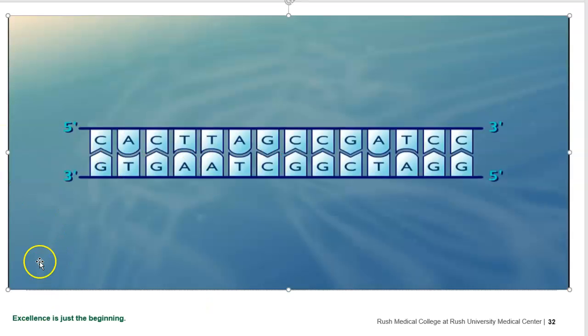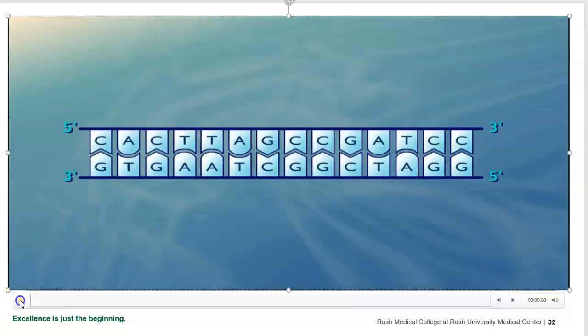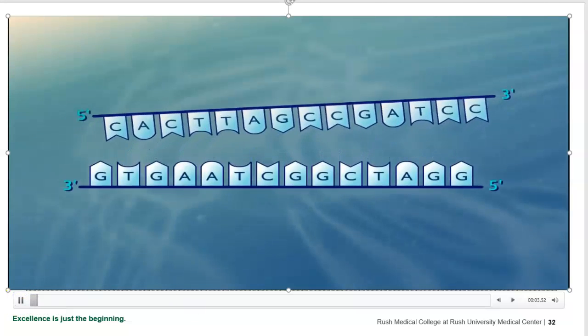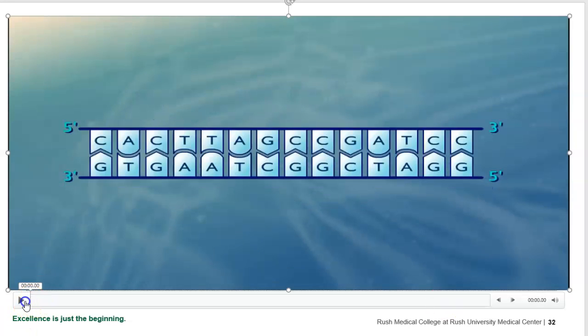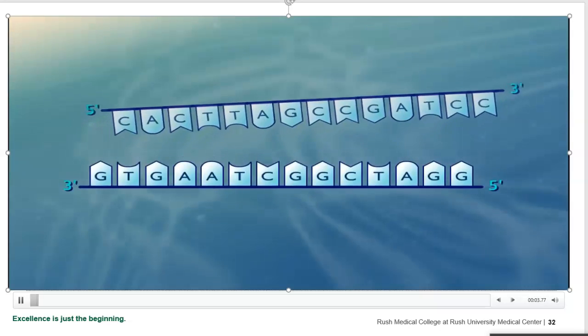So this is a little video on this. And if I turn the sound on, it will actually work. Here, let me turn the sound on my computer.